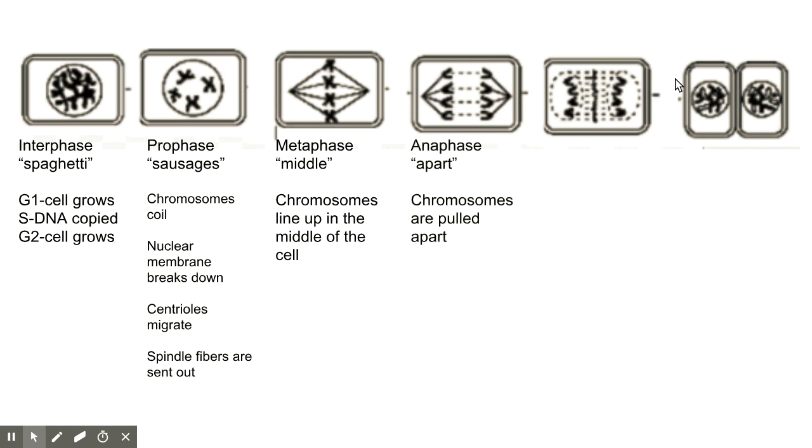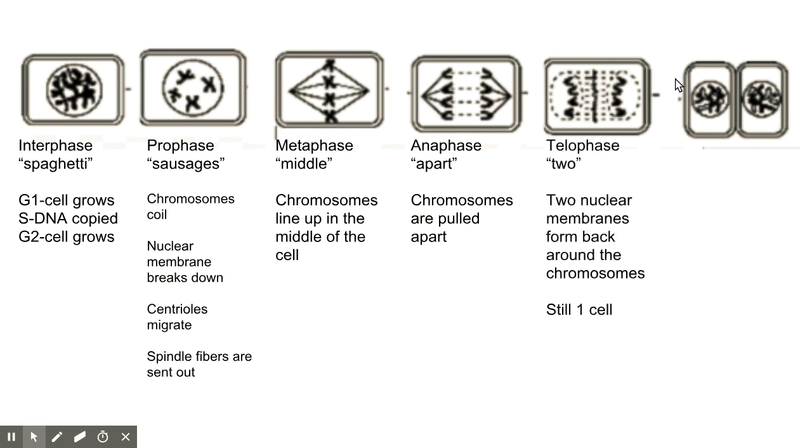Anaphase comes next, and ana is apart, so pro, meta, ana, tella. In anaphase, ana is apart. So in anaphase, the chromosomes, you can see in the diagram there, it shows them kind of pulling apart towards each end of the cell.